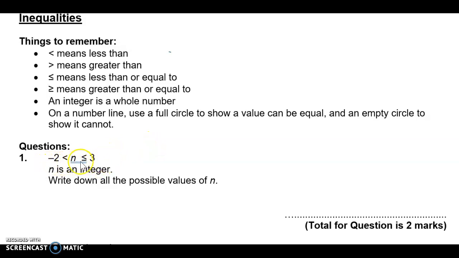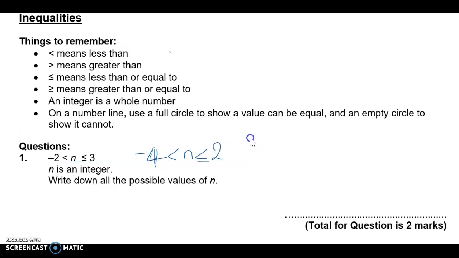Okay, so looking at this question here, minus 2 is less than n, which is less than or equal to 3, and n is an integer. I'm going to do a similar one over here, and then you can have a go. So let's say we have minus 4 is less than n, but less than or equal to 2. Okay, it's a little bit clearer.